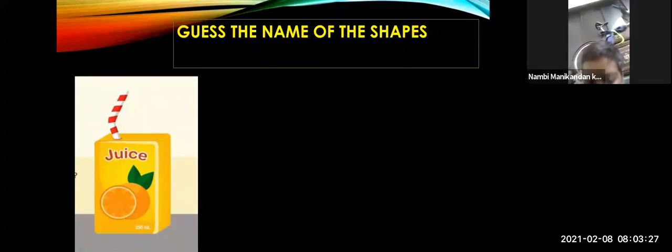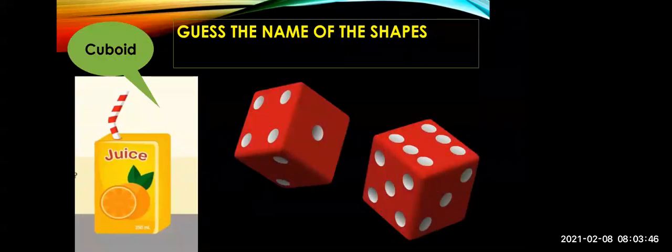Now this is the first juice box. Can you tell me which shape it is? 3D shape. Cuboid. Yes, very good. It's a cuboid because it is in a rectangular shape. So cuboid is a rectangular prism, no? So this juice box is a cuboid. Okay.